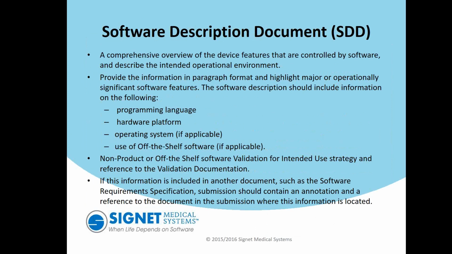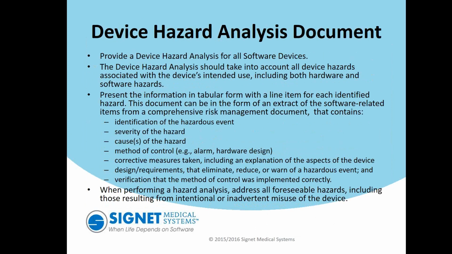So you are responsible for the quality and the safety of SOUP software that you do use, and there is a whole process involved in actually validating SOUP software, but that information needs to be provided. And again, if this information is in another document, such as a software requirement specification, you can point to that, but it should still contain an annotated document that gives a reference to the specific location of the document in the submission. So you need to actually put in a software description document that says, look at the software requirement specification.